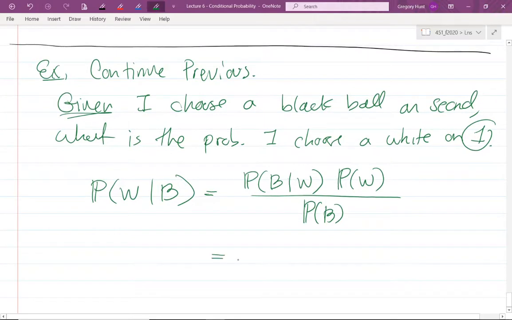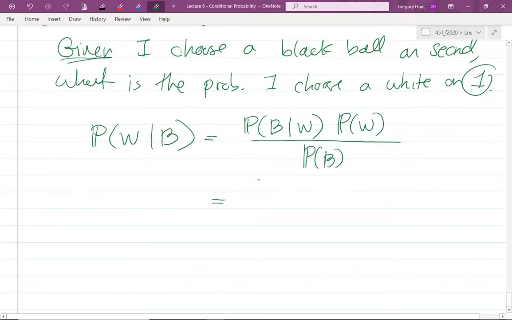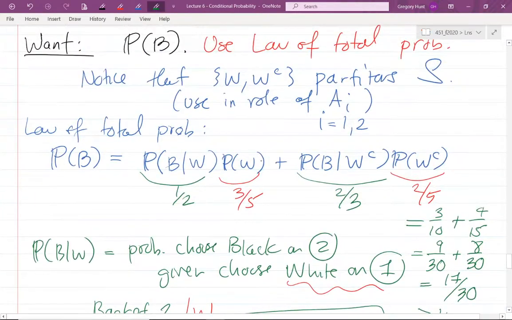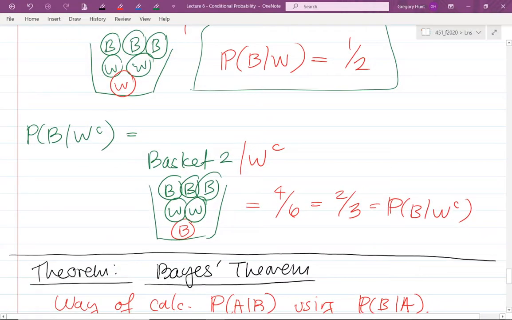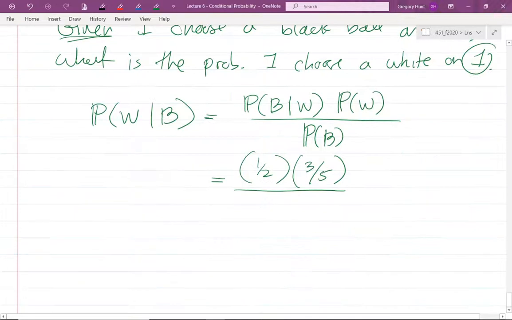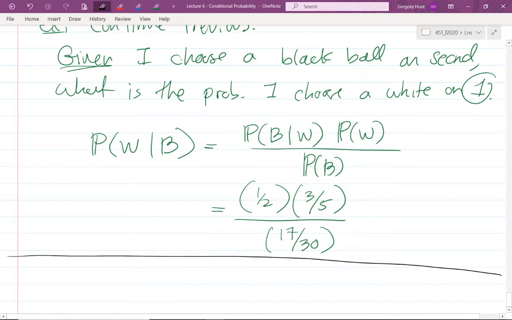And lo and behold, I know all of those things from the previous problem, right? Let's go back up. Probability of B given W, we said it was 1/2. Probability of W, we said was 3/5. And the probability of B, we calculated last time, was 17/30. And it is what it is. It's some number that we can calculate. But it allows us to calculate the converse probability, as it were. Okay.